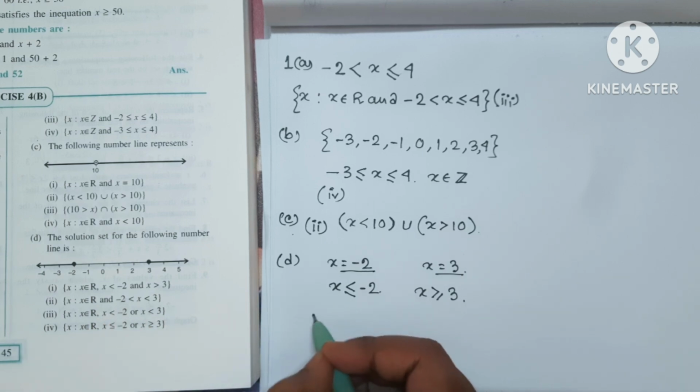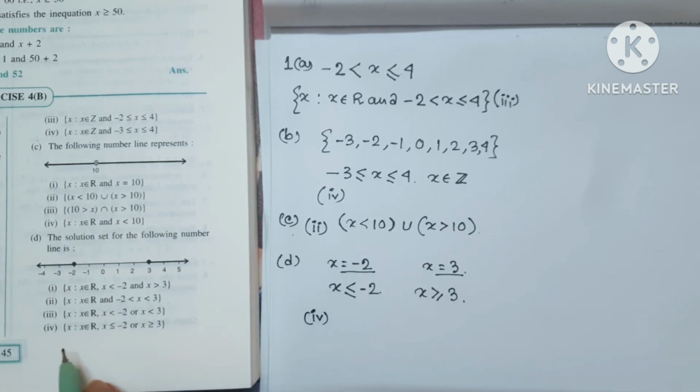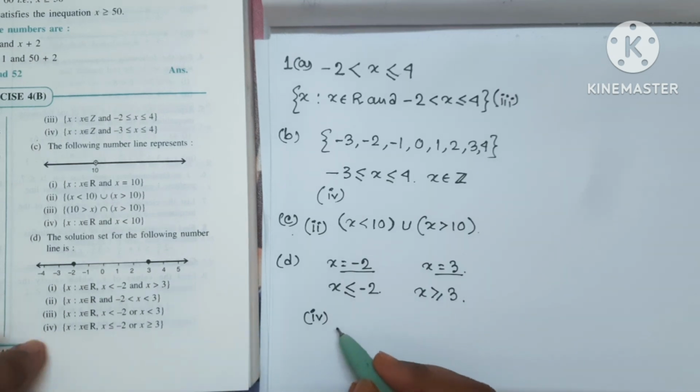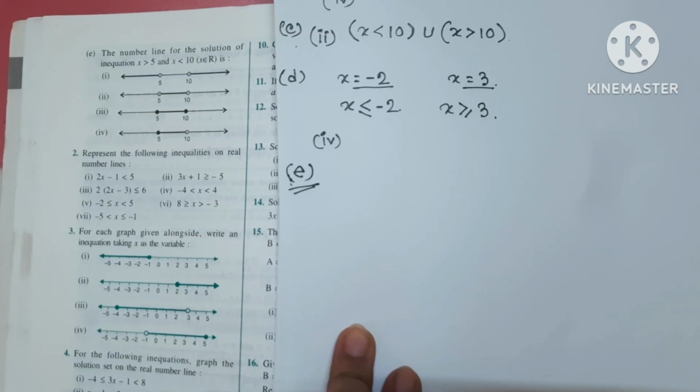Okay, so which option will be the right one? Last option. See option 4. Okay, x belongs to R and x less than or equal to -2 or x greater than or equal to 3. That will be the answer. Okay, now question number E.